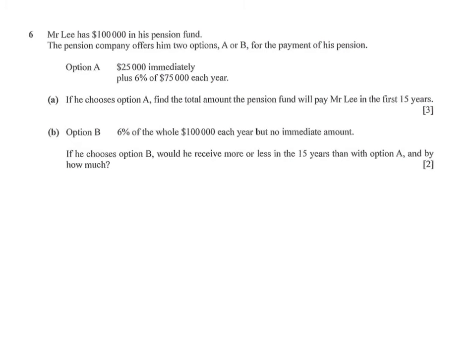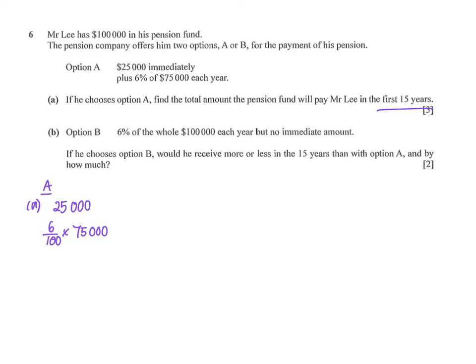Question number 6. Mr. Lee has 100,000 in his pension fund. It offers him two options, option A and option B. For option A, if he chooses this payment, he will get 25,000 immediately, and then he'll get 6% of the remaining 75,000 each year. Now, if you choose option A, find the total amount of pension he will get in the first 15 years.